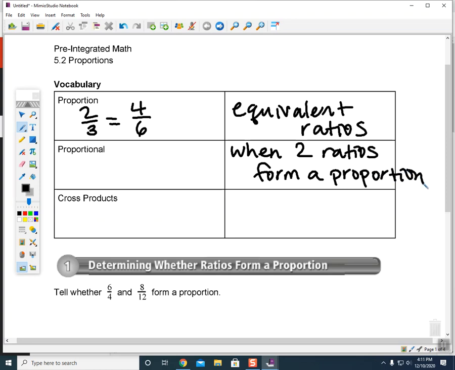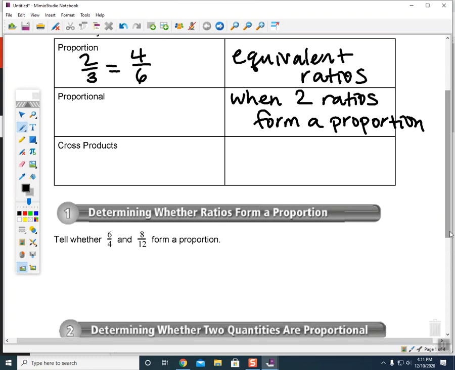Last one is cross products. So cross product says that if I have a ratio of A over B, and I know that it's proportionate to C over D, then my cross products are also equal. So that means that A times D is going to be the same as B times C. And I'll show you what that means.